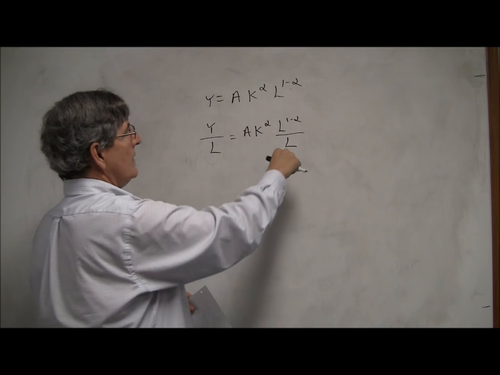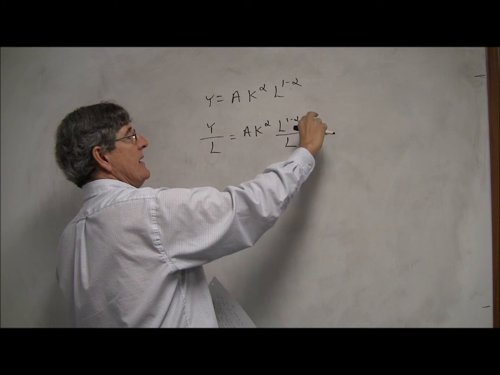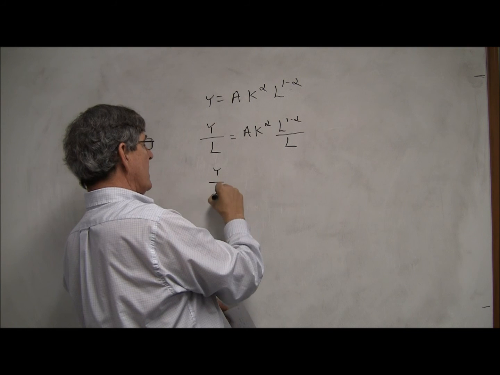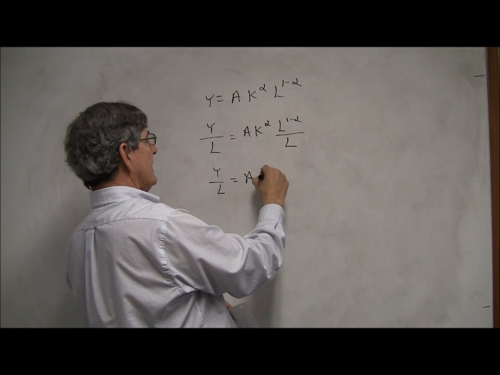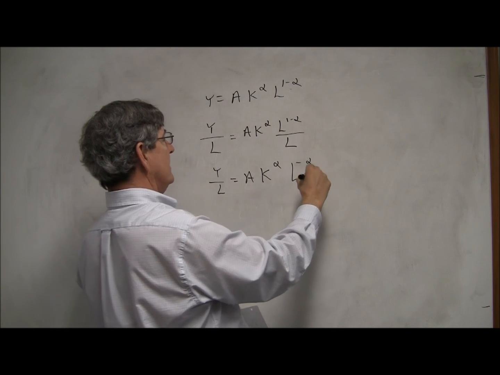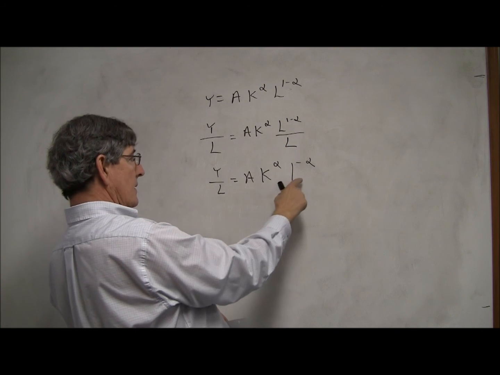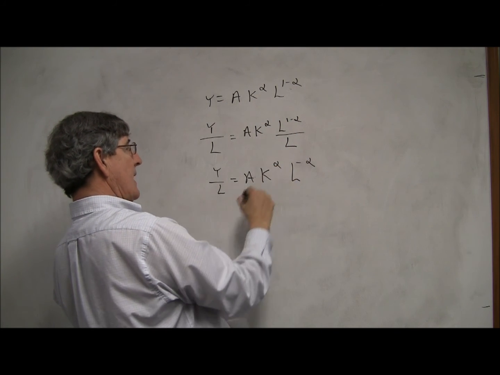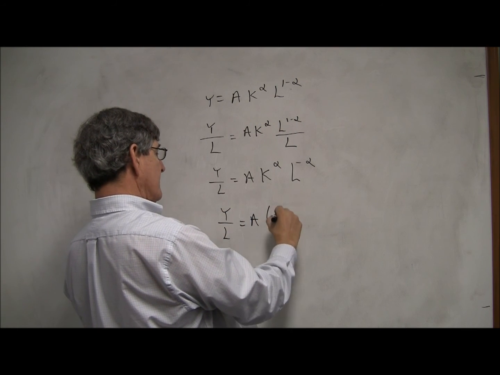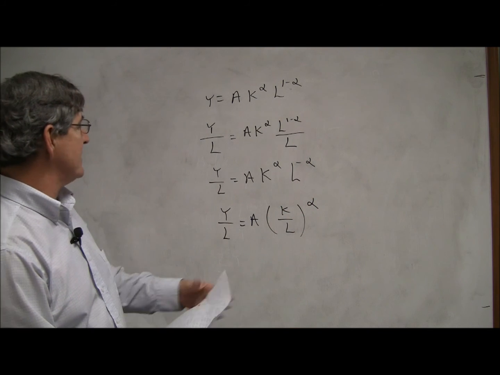Now, if you remember what this is equal to, I can bring this up to the top, and it's L to the minus 1. I then add the bases. 1 minus alpha minus 1 is minus alpha. So this means that y over L is A k to the alpha, L to the minus alpha. If I bring that up to the top, the 1's go away. Or those have the same exponent. Y over L is A times k over L to the alpha, just like we said.